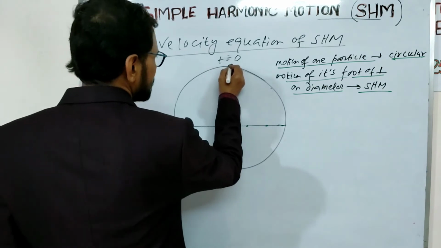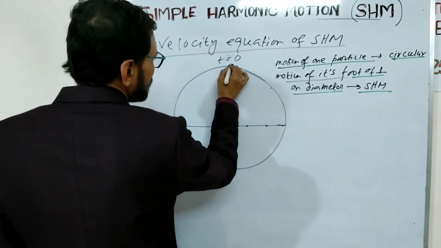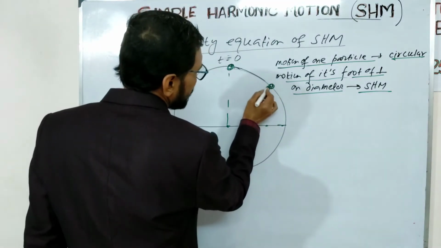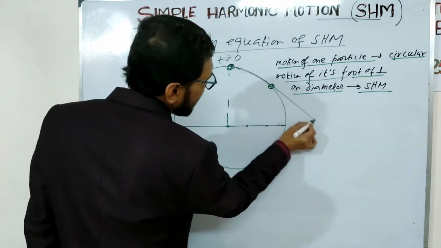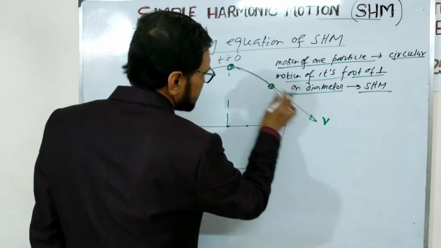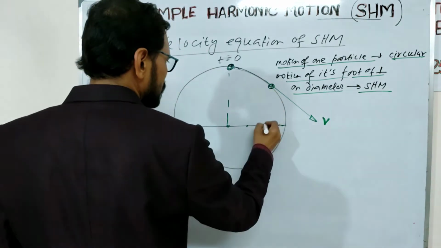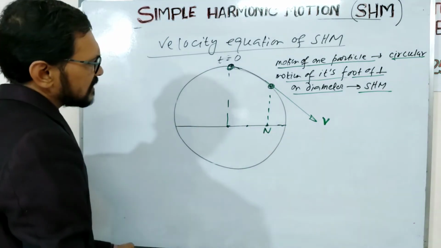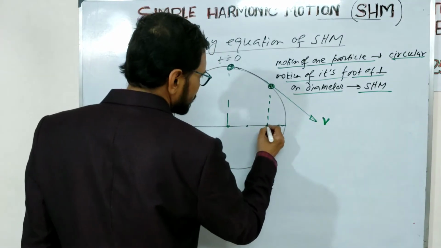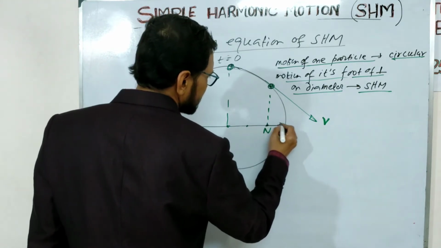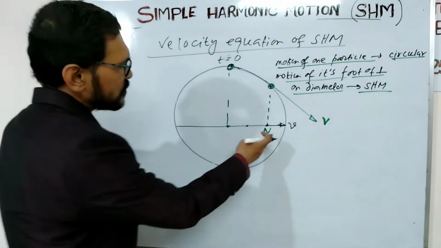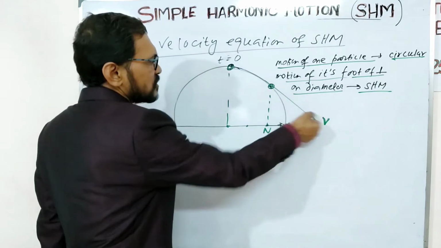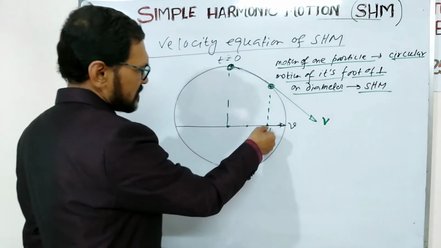Now suppose the particle in circular motion moves from this to this. We know the velocity of the particle in circular motion is always along the tangent. This is the velocity of the particle in this direction. When the particle reaches here, the foot is here. Now what is the velocity of the foot? The velocity of the foot is in this direction, v. This velocity comes from the particle's velocity, because a component of that velocity along this direction provides the velocity of the foot.